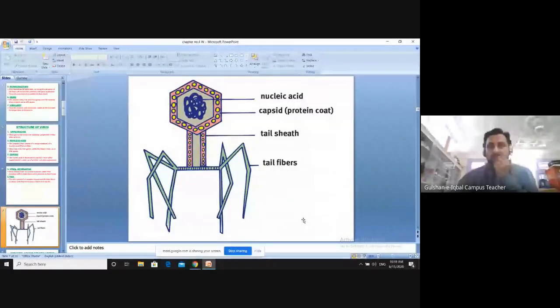Nucleic acid is present. The capsid is present. The capsid is made up of smaller units of protein. These smaller units are known as capsomers. Then they have a tail sheath. The tail sheath is also made up of protein subunits. And then they have tail fibers. The tail fibers are the tentacles through which they can attach themselves to the host body. So when they attach themselves to the host body, they can inject their DNA into the host.